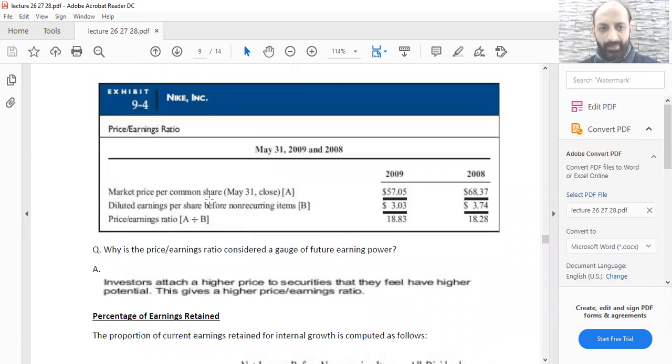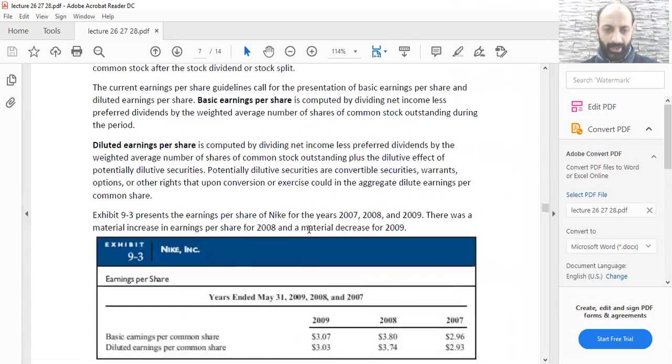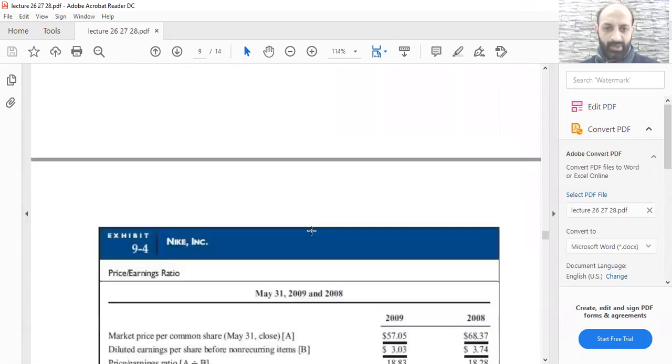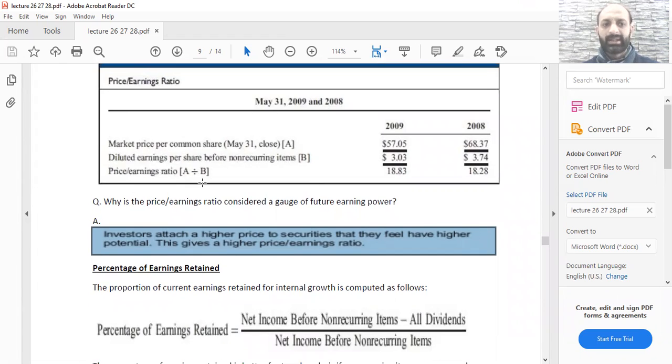You know market price per common share आपको 2008 की भी given है और 2009 की भी। आपको जो earnings per share है before non-recurring items वो आपने calculate किए हैं, जैसे आपको formula given था earnings per share का। उससे when you calculate it, you can calculate price earnings ratio simply by dividing market price जो उस time पे share की है divided by the diluted earnings per share. So you get the price earnings ratio.